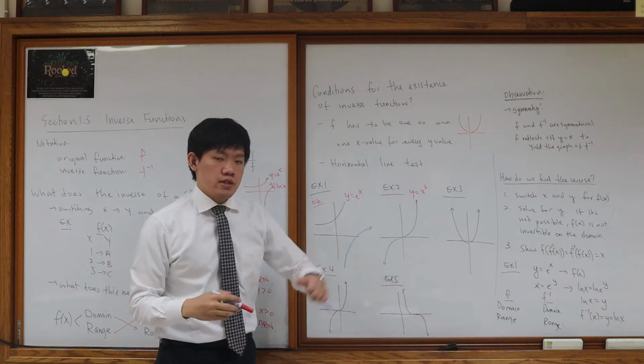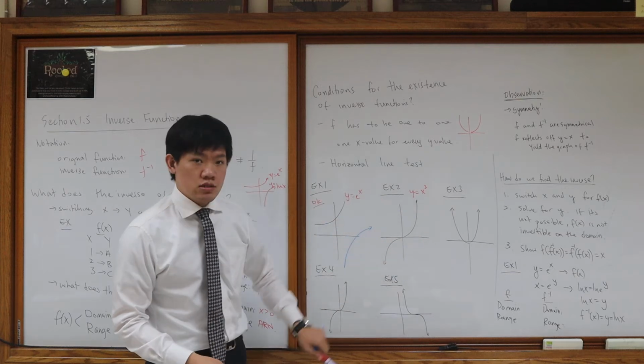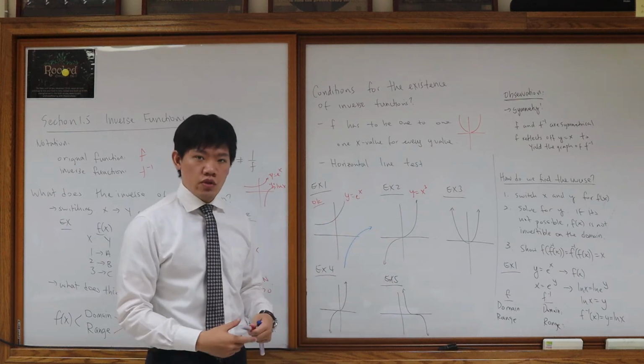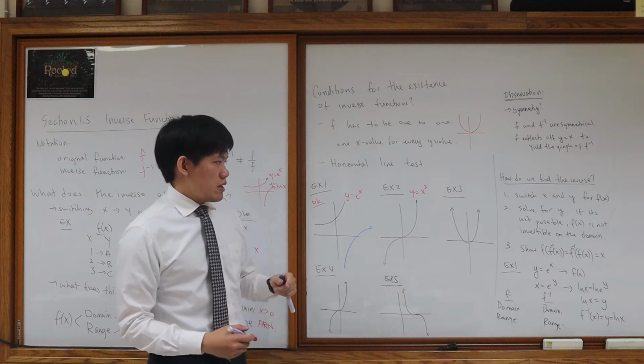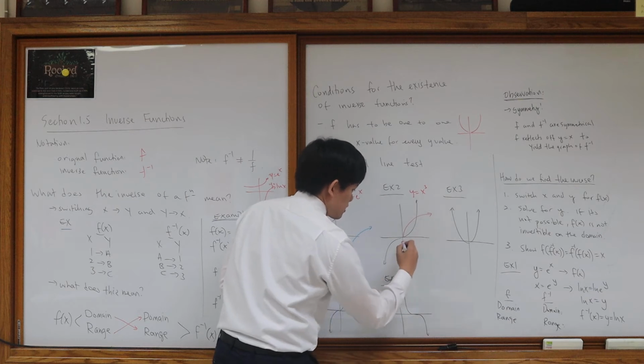Next function is y equals x cubed. Okay, if you go like this, it works. So it passes a horizontal line test, therefore it is invertible. I'm going to show you right now the inverse of this function, it will just look like that.